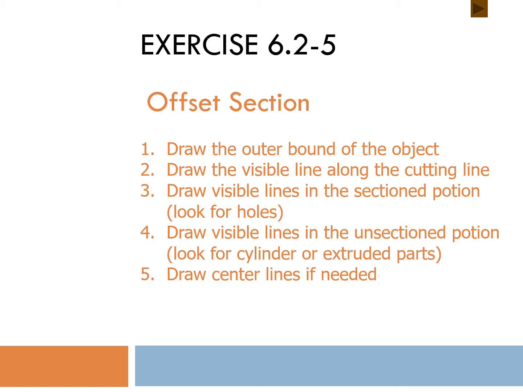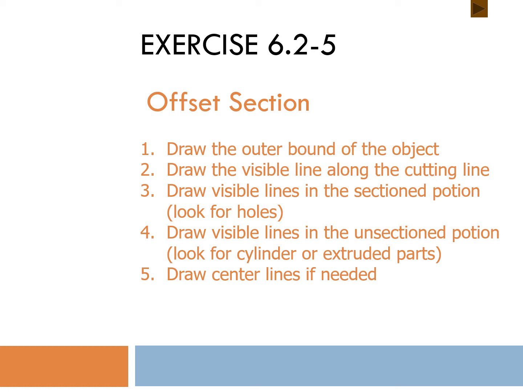After that, you're going to look at the visible lines along the cutting line that you can see. You have to follow the cutting line, and we will show you how you follow it, because the cutting line will turn at different places. After you draw these visible lines along the cutting line, the next thing we look for is whether the cutting line goes through some holes, slots, or special features. If it does, especially for holes, you should draw a visible line on the edge of the holes.